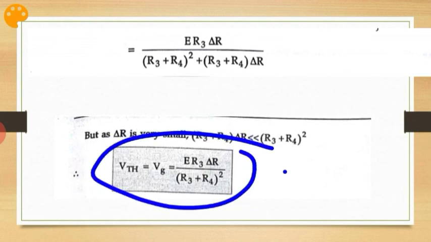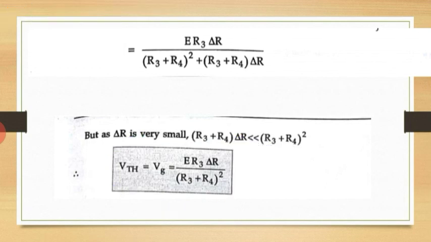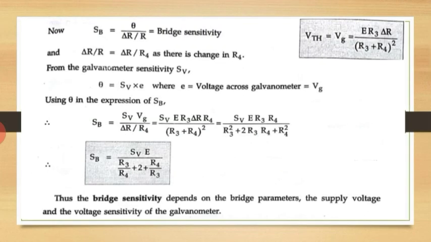Vth, that is Vg, is nothing but the voltage across the galvanometer. Okay, when this equation is obtained, now further, the bridge sensitivity we have already defined as theta divided by delta R by R. So delta R by R is nothing but, here R is R4 in our case. So delta R divided by R4.